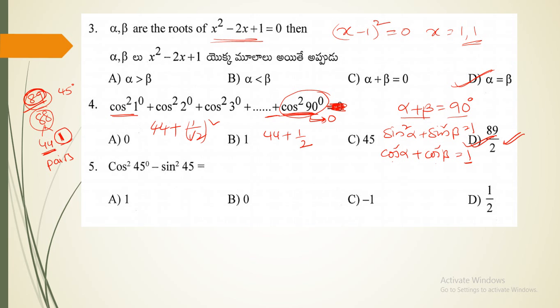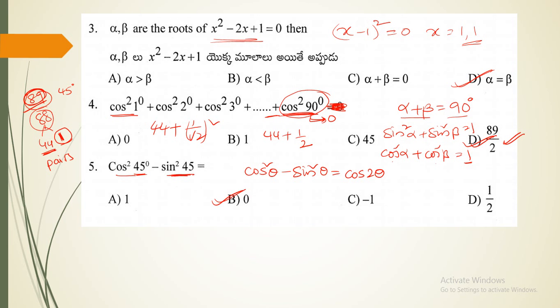So cos square 45 minus sin square 45. Already we know cos 45 value is equal to sin 45. So same value minus same value gives me the answer as 0. And here one more thing, so you can remember this formula. So cos square theta minus sin square theta is nothing but it is equal to cos 2 theta, right?